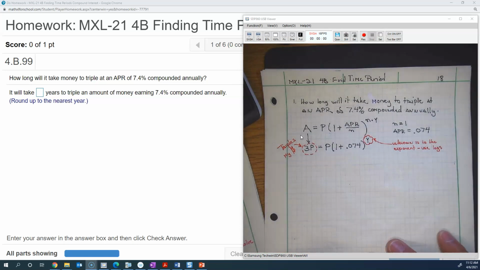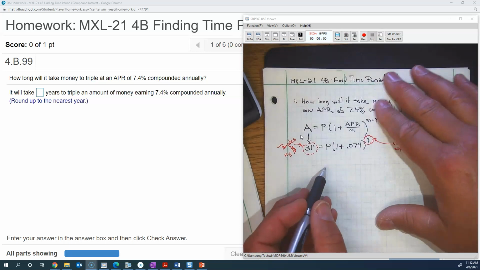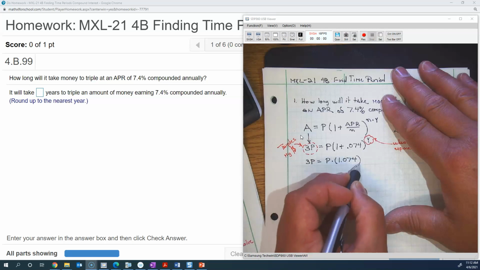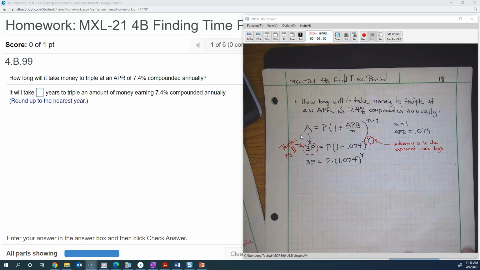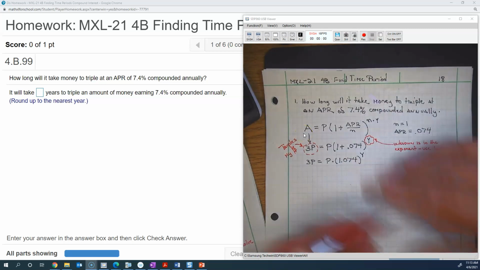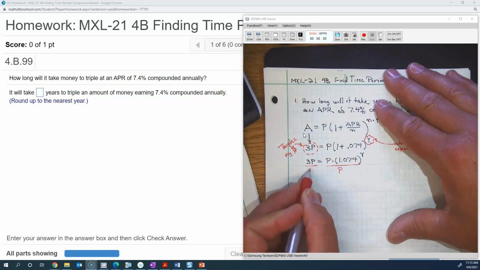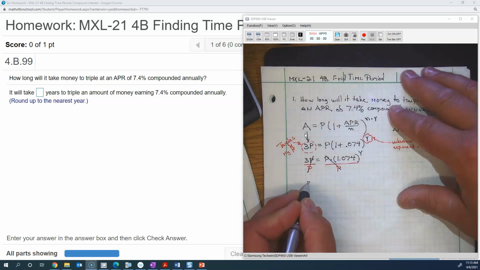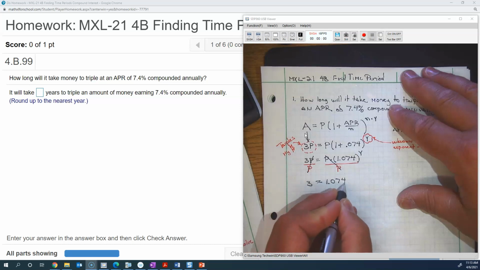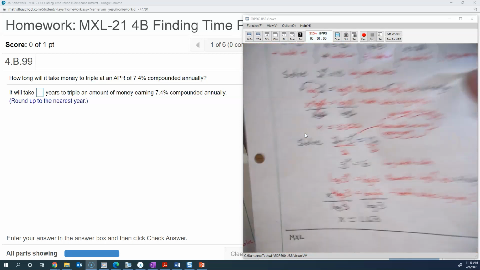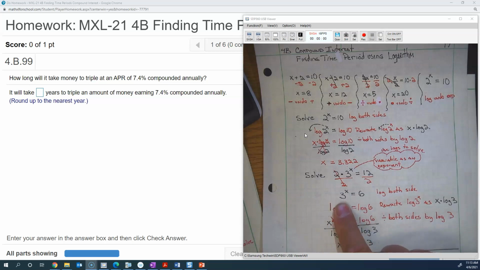Okay. So before we do any logarithms, what we got to do is kind of simplify this some. All right, so this is going to be 3P equals P times 1.074^y. Okay, now, before I take the log of both sides, I want to get this all by itself. So I've got to undo multiplying by P by dividing by P. Those become 1, that becomes 1, and so now it's this. That's just like on this one where we had to divide by 2 first before we could take the logs.